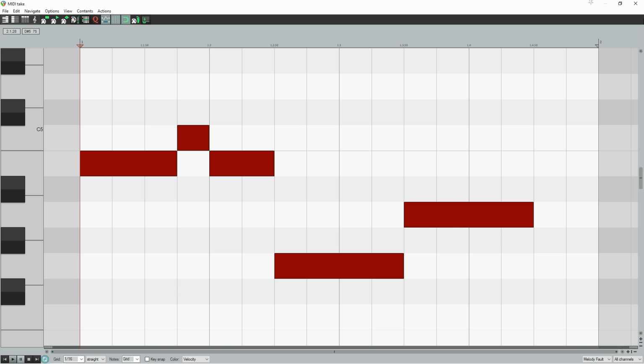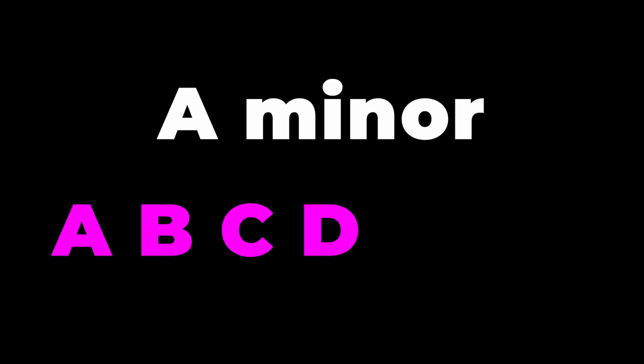And by the way, our example is in the key of A minor, which is all the white notes from A to A, and the tempo is 95 BPM.